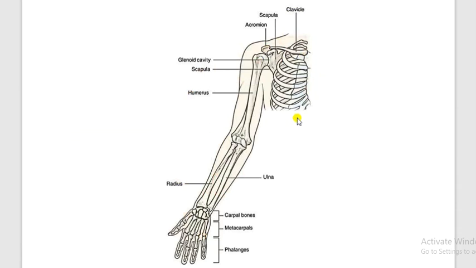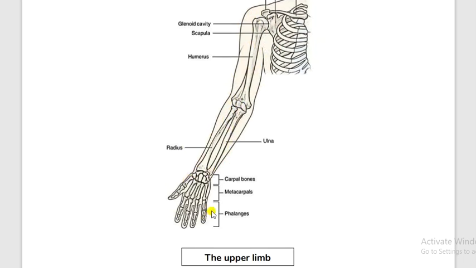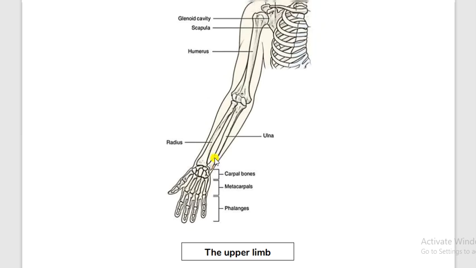So this is the entire upper limb, where we have the pectoral girdle here and the free upper limb. The free upper limb has three parts. The arm, in which there is the humerus. The forearm, in which there is the radius and the ulna. And then the hand, here, in which there are the carpal bones, the metacarpals, and the phalanges. This is the upper limb.